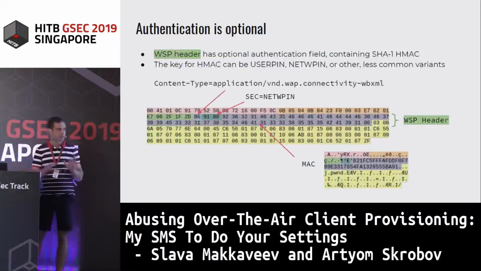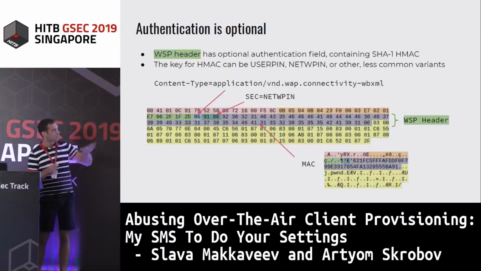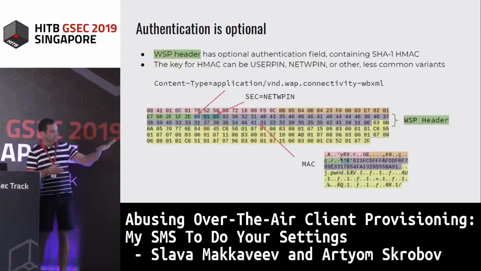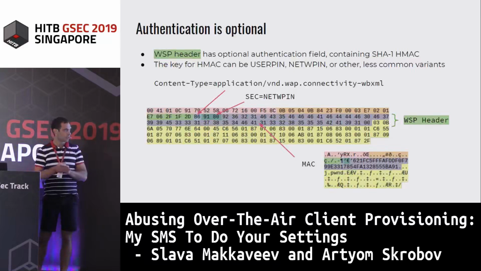So authentication is optional, but when present, it's dealt with in the session level header. Here you see it dissected. It specifies the content type, this one allowing security checks. After that, the second field here is the security method, network pin, which relies on the IMSI number. Other options such as user pin are also available. And the last field in this session level header is the message authentication code of the payload. You can see the message authentication code as a hex ASCII string here.